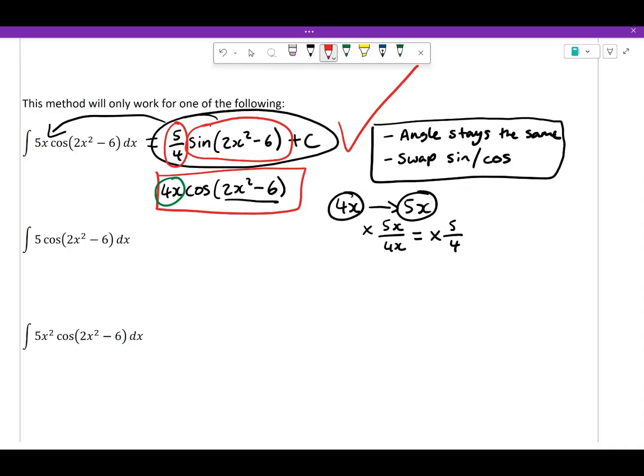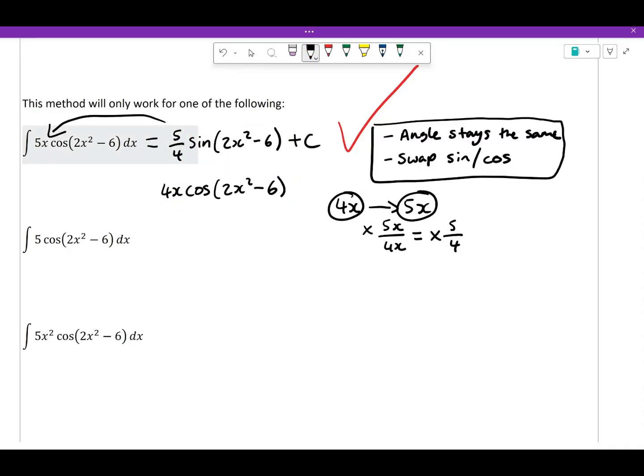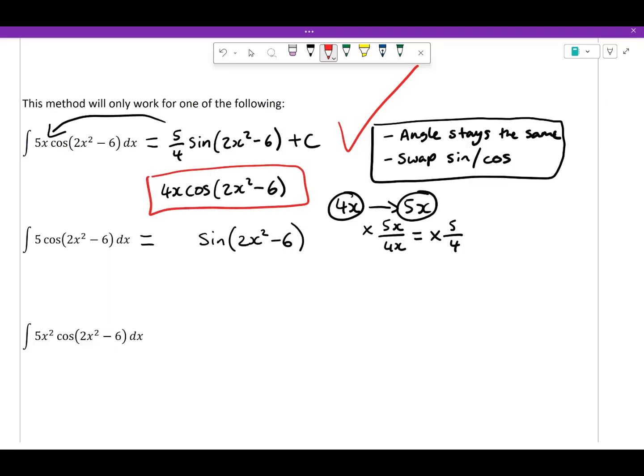Now let's have a look at my next one. The format of this question is the same, but we now only have a 5 in front as opposed to a 5x. So I can go through the same initial steps. I know the cosine is going to go to a sine and the angle stays the same. But I know when I differentiate this here, I'm going to get what is written here. So we just have to compare that to our initial question.